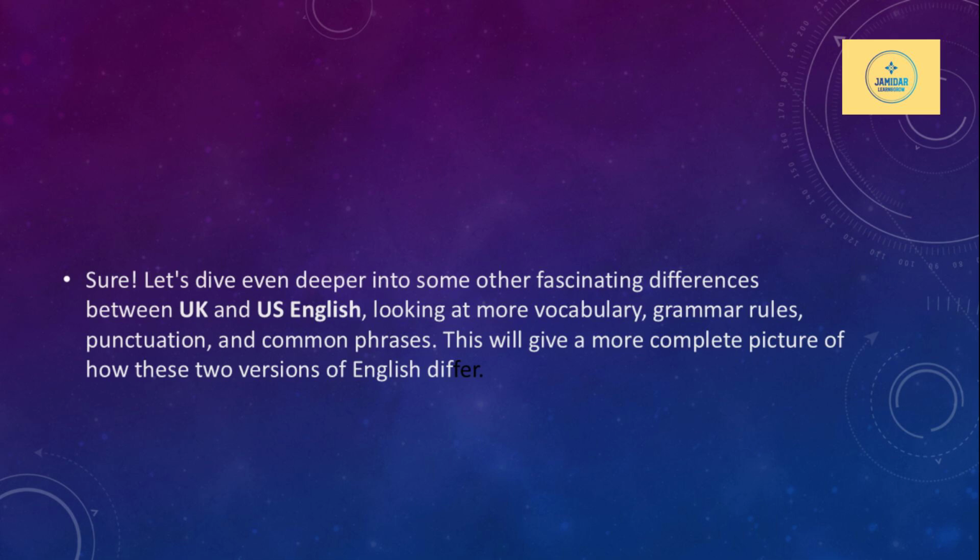Let's explore some other notable differences between British and American English. For instance, British English uses at the weekend, while American English says on the weekend. Similarly, British English prefers have got for possession, whereas American English simply uses have.